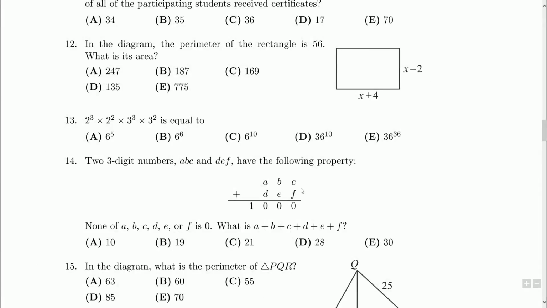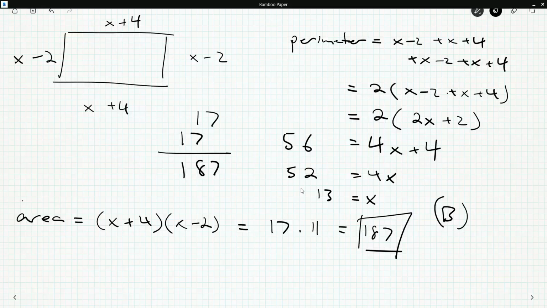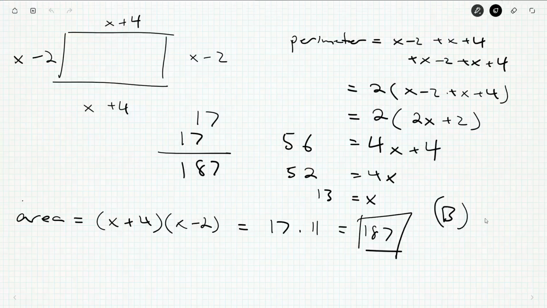So question 13: 2 to the power of 3 times 2 to the 2 times 3 to the 3 times 3 to the 2 is equal to... And then we have a bunch of options, exponents of 6s and 36s. So this question is going to rely on our ability to understand and manipulate exponents. Okay, so there's two. We'll get question 12 out of the way here.